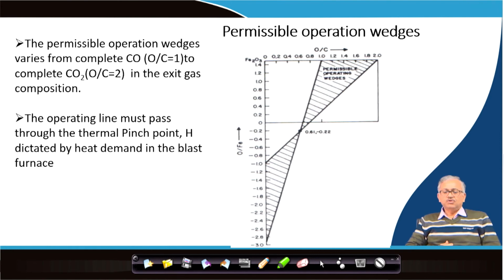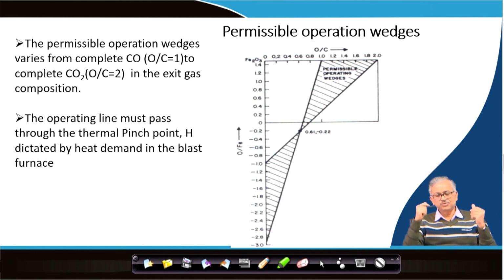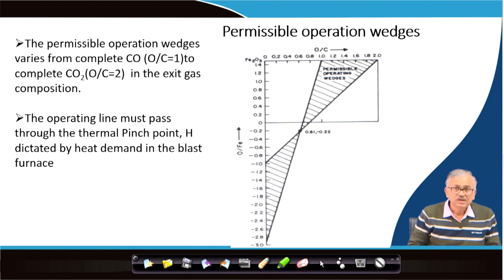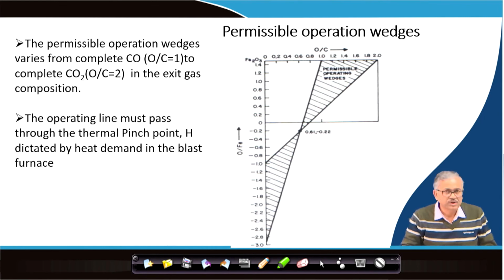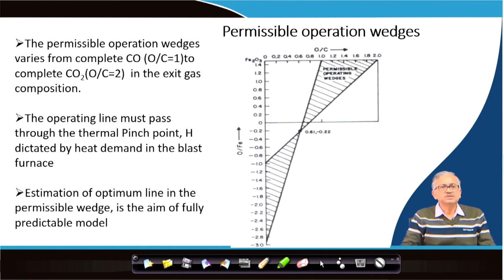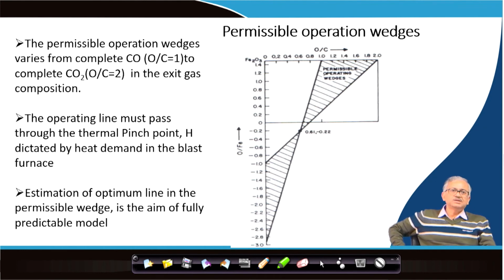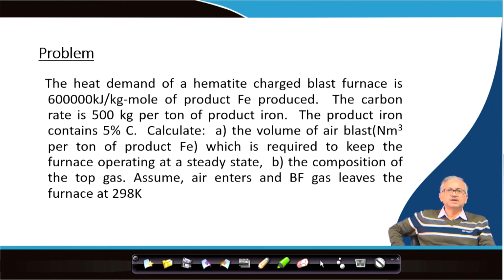Now if you want to get an optimum line, the minimum coke rate line, then you need another point on the line such that the line becomes fixed and the coke rate becomes minimum. So to do that, we have to remove one more degree of freedom. When the degrees of freedom will be 0, I will have a fixed line, right. For that I have to do a heat balance later on, that is, I have to bring in one more point. How we will do that, we will discuss later on. So estimation of the optimum line in the permissible range is the aim of the fully predictive model. Okay, that we have to do.